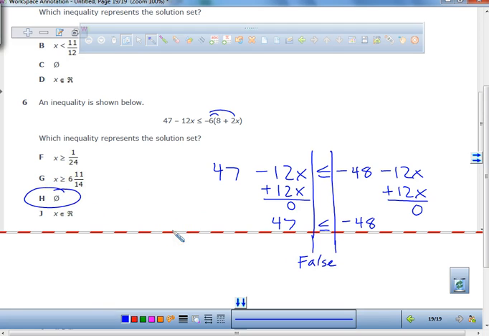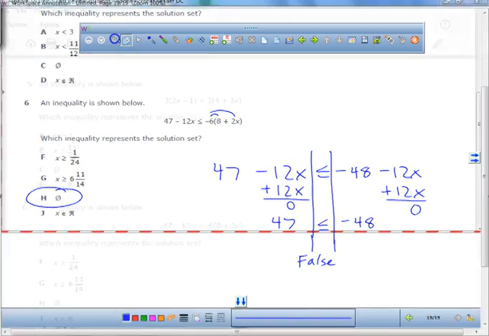If it's false, H. Okay? So, oh yeah, if you forgot the negative, then you would have gotten the other answer. Okay?